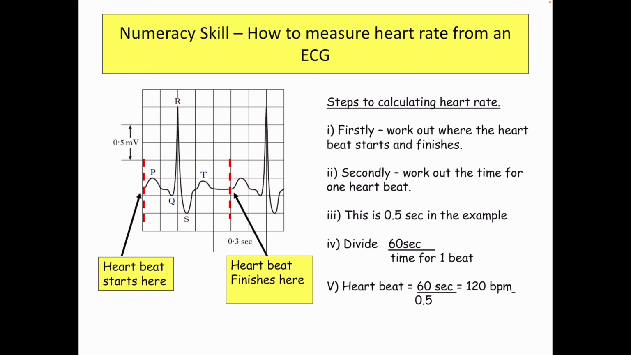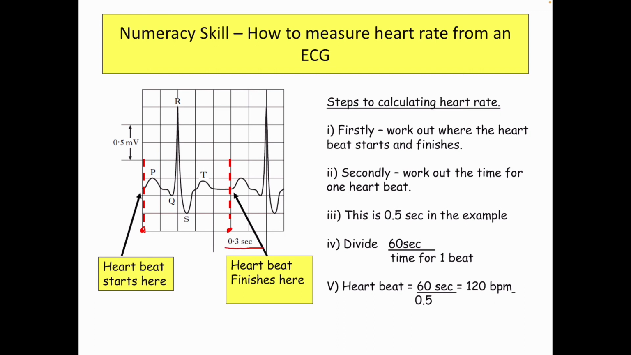On this diagram, we can identify the start and the finish of the ECG, right? And that's represented by the two dotted red lines. So the start is here at the start of the P wave, and then we find the start of the next one here. Okay, so between these two dotted red lines, that is one complete cardiac cycle.